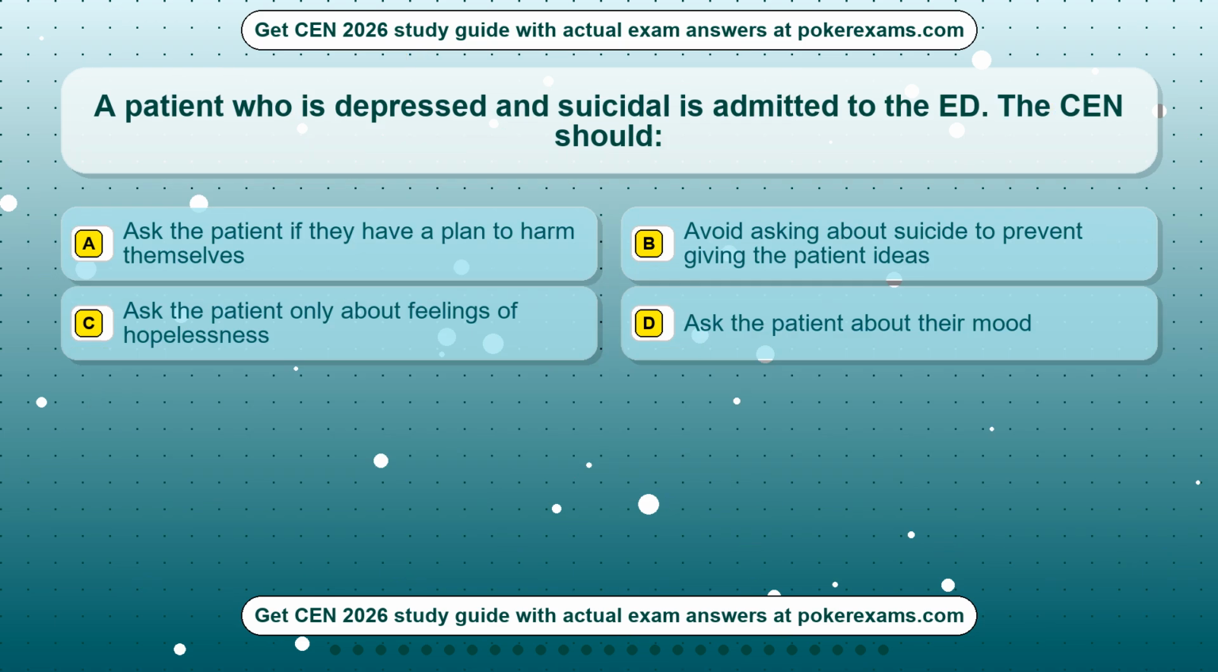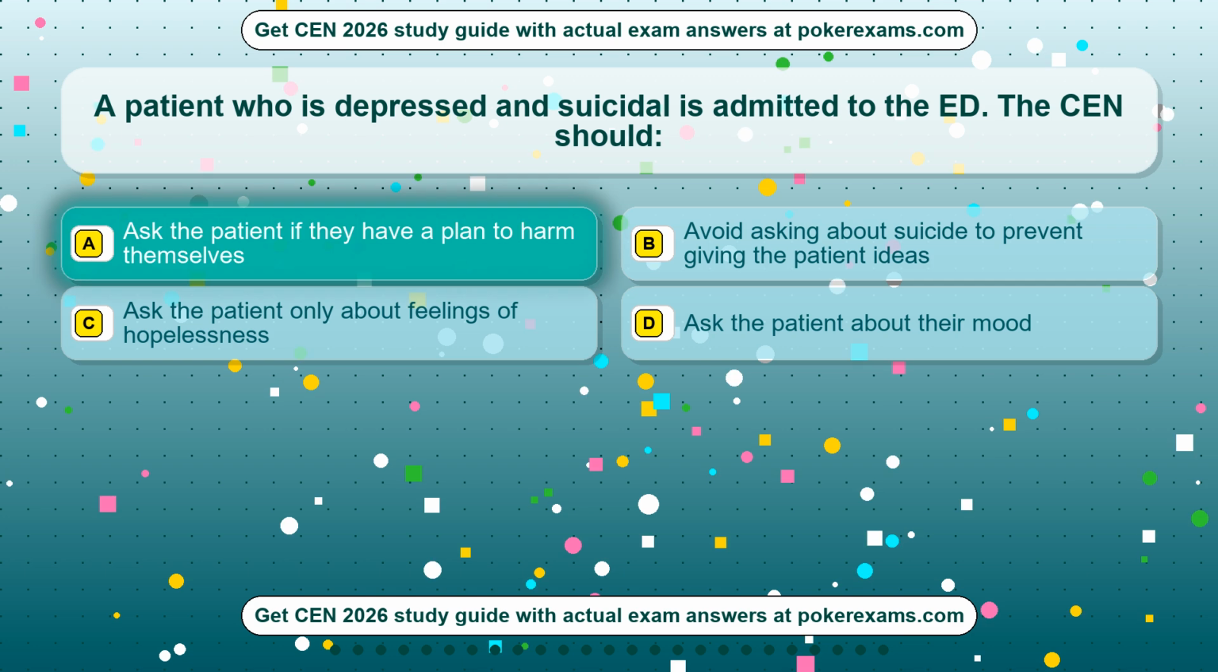Question 12. A patient who is depressed and suicidal is admitted to the ED. The CEN should: Option A. Ask the patient if they have a plan to harm themselves. Option B. Avoid asking about suicide to prevent giving the patient ideas. Option C. Ask the patient only about feelings of hopelessness. Option D. Ask the patient about their mood. The correct answer is option A. Ask the patient if they have a plan to harm themselves.